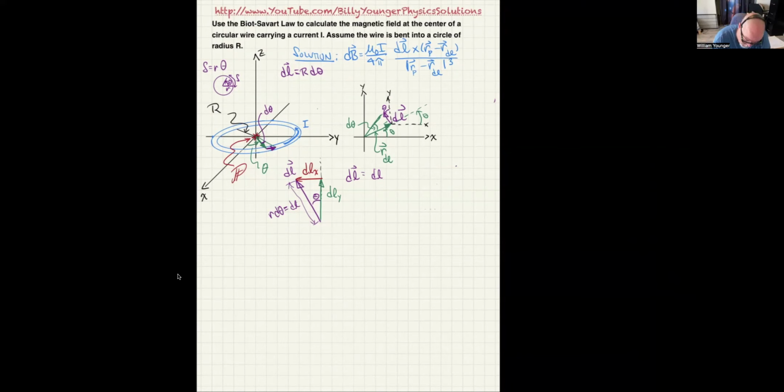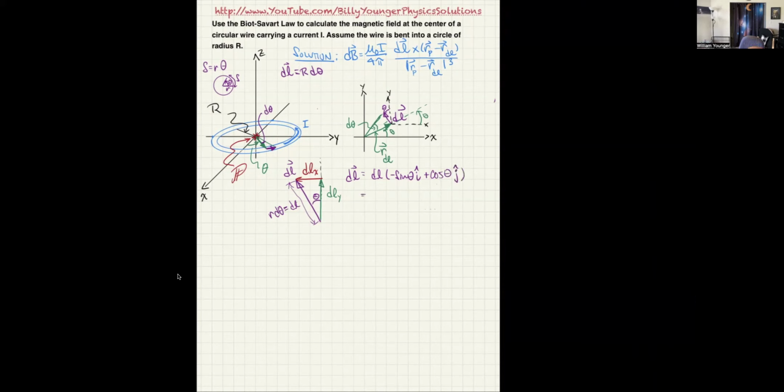And the components are going to be, as you can see, negative dl times the sine of theta should be the x component. So I'm going to write negative sine theta I hat. And then the y component is dl times cosine theta. So this one's going to be plus cosine theta. And that's in the j hat direction, so that we can establish it as a vector.